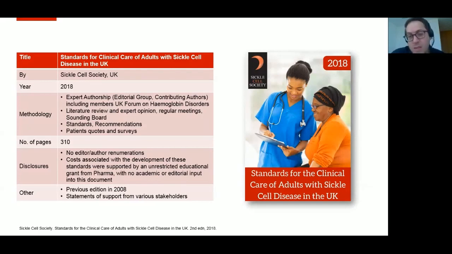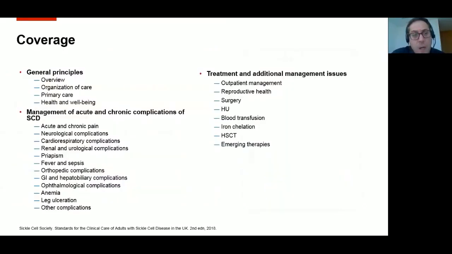But what's nice and interesting in this guide is that it also includes patient quotes and information from patients through patient surveys, which I found very interesting. It's very elaborate in terms of coverage.